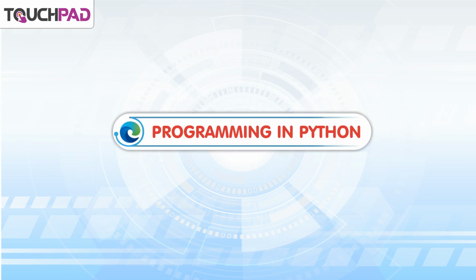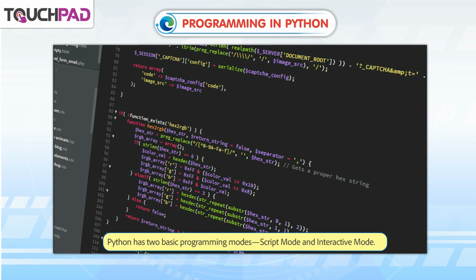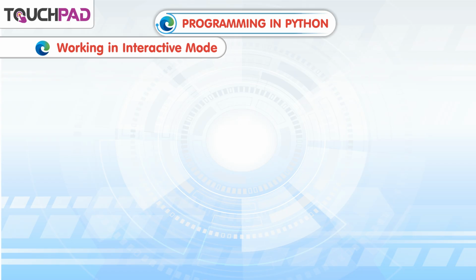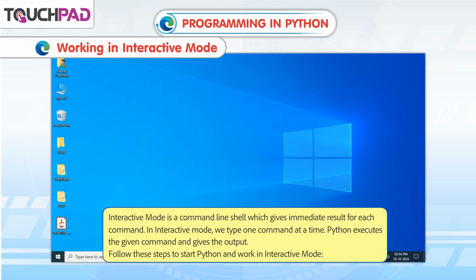Programming in Python. Python has two basic programming modes, script mode and interactive mode. Working in interactive mode. Interactive mode is a command line shell which gives immediate result for each command. In interactive mode, we type one command at a time. Python executes the given command and gives the output.